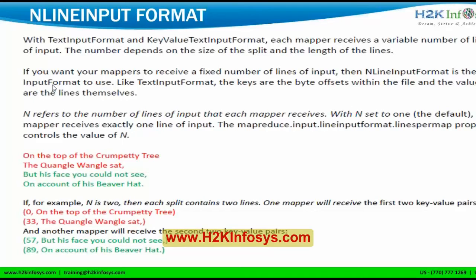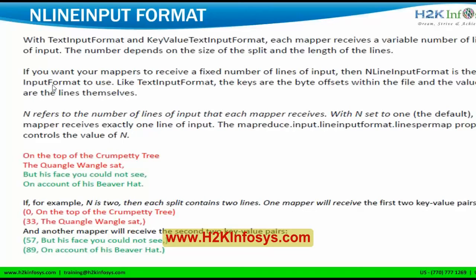So if you take this same example, n refers to the number of lines of input that each mapper receives. With n set to 1, the default, only one record will be processed through my mapper. So with n set as 1, each mapper receives exactly one line of input. The mapreduce.input.lineinputformat.linespermap property controls this value of n. So again I can have some control on this value, where I can give it in my configuration directories.